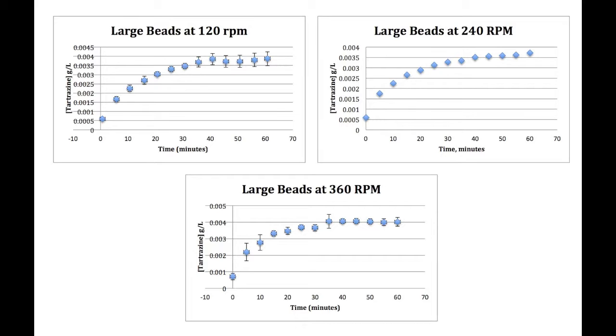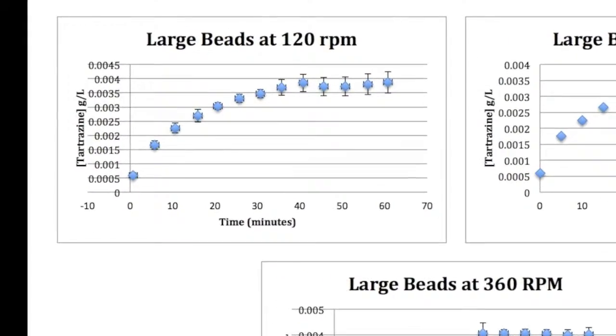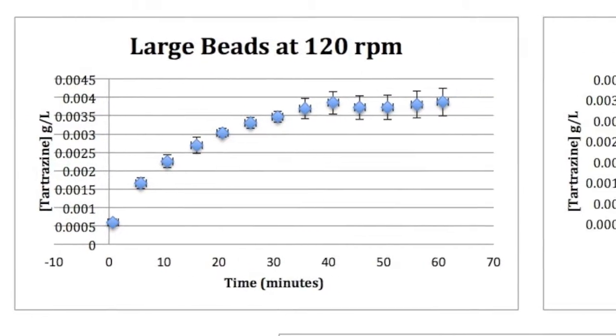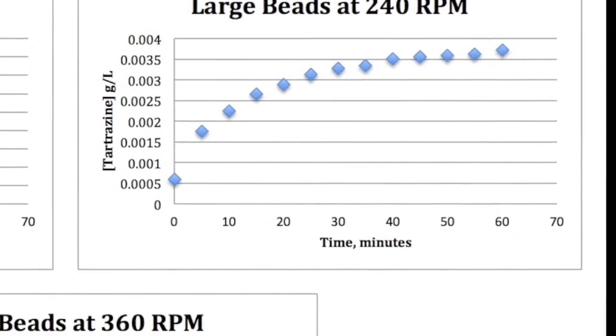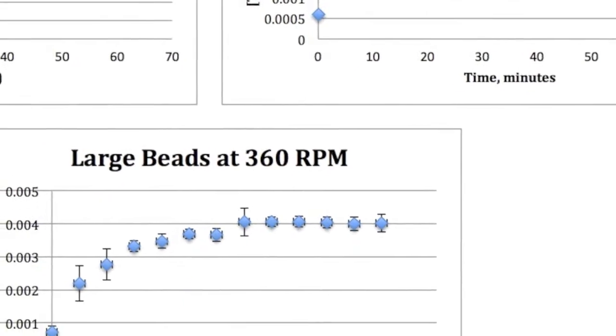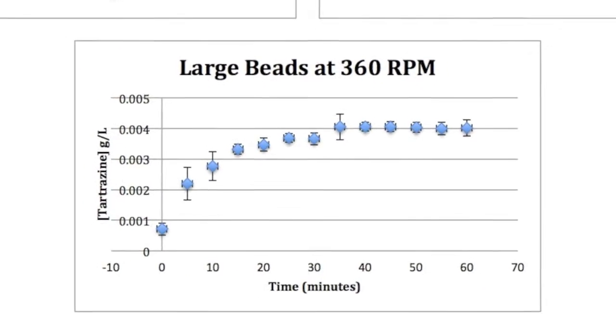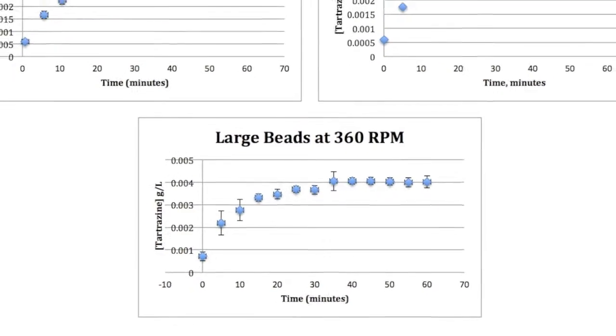However, what is affected is the time it takes for the solution to reach the final concentration. The increased agitation associated with the higher mixing speed causes the diffusion to occur faster. This produces a steeper curve on the graph that approaches the final concentration faster. As you can see, the beads take about 40 minutes to reach their final concentration when they are being stirred at 120 RPM, but only about 25 minutes to reach their final concentration when they are being stirred at 360 RPM.